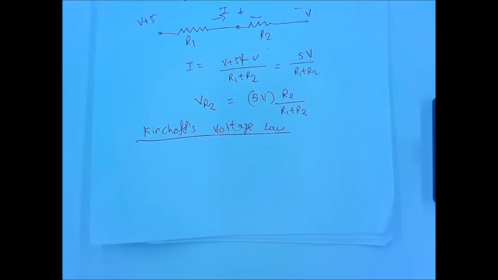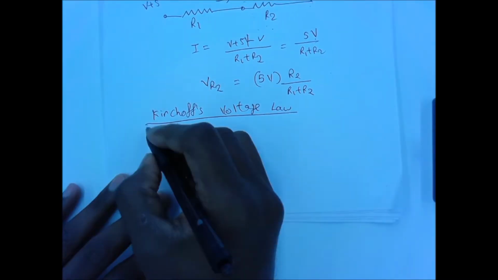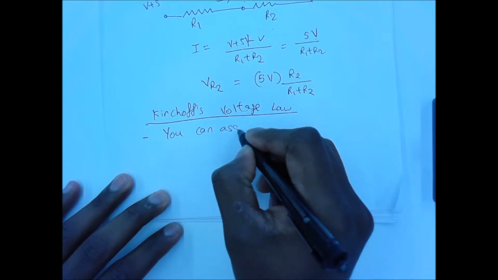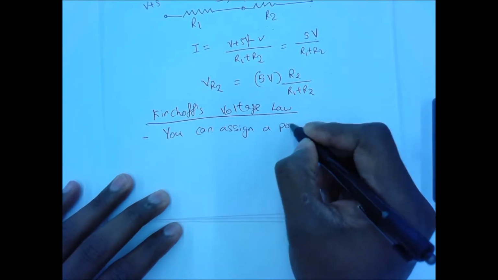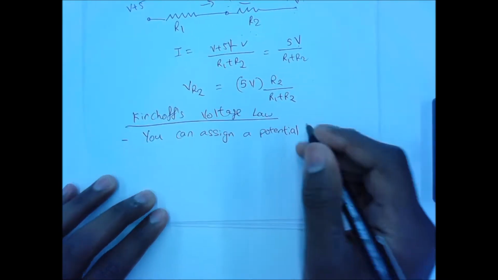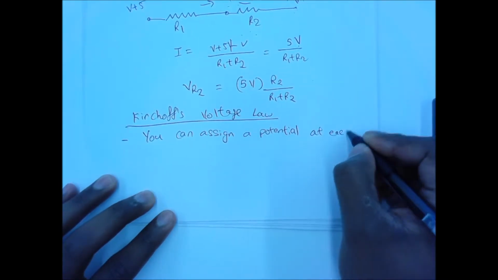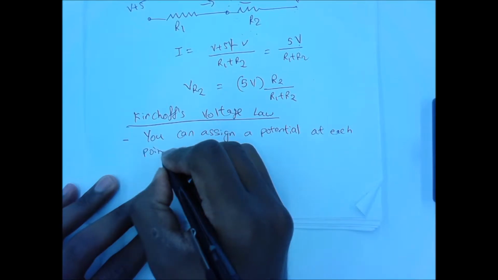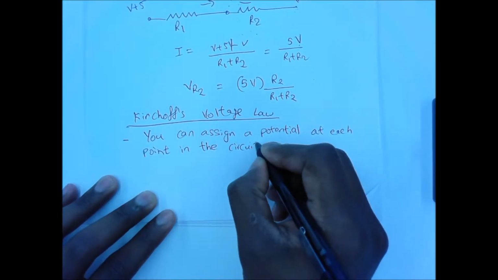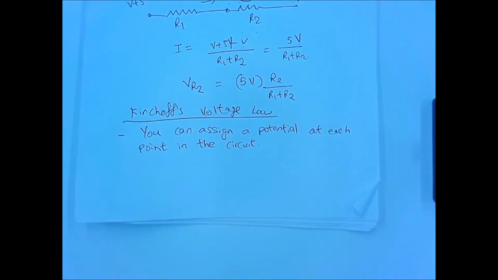Okay, so let me make this statement here. You can assign a potential, that means a voltage potential, at each point in the circuit. So now I claim, if you start from this statement, you can prove KVL.